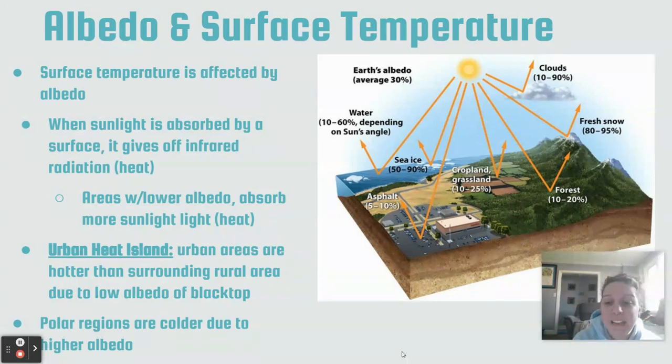So what we can see is that even if we compared an urban area to a rural area at the same latitude, technically we should expect them to have similar temperatures. But because of the difference in albedo, that's not going to be the case. We're actually going to see the urban areas being much warmer than the surrounding rural areas because the rural areas are not going to be absorbing as many of those sun rays, so they're not going to be releasing as much infrared radiation and heat. So our polar regions are colder because of the higher albedo. Not necessarily, yes, the insolation does play a role in it, but the temperature is going to be more affected by our albedo.